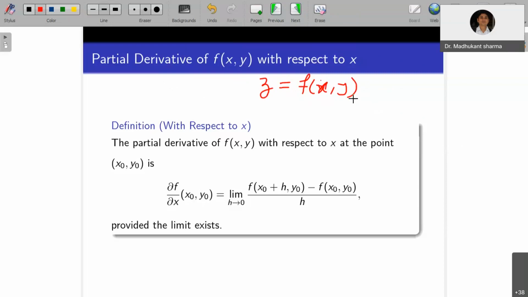Okay, when you look at this, z equals f of x comma y, along x, along y, if you do everything along the z line, it is going to be a type of surface. Okay, that I will show you.